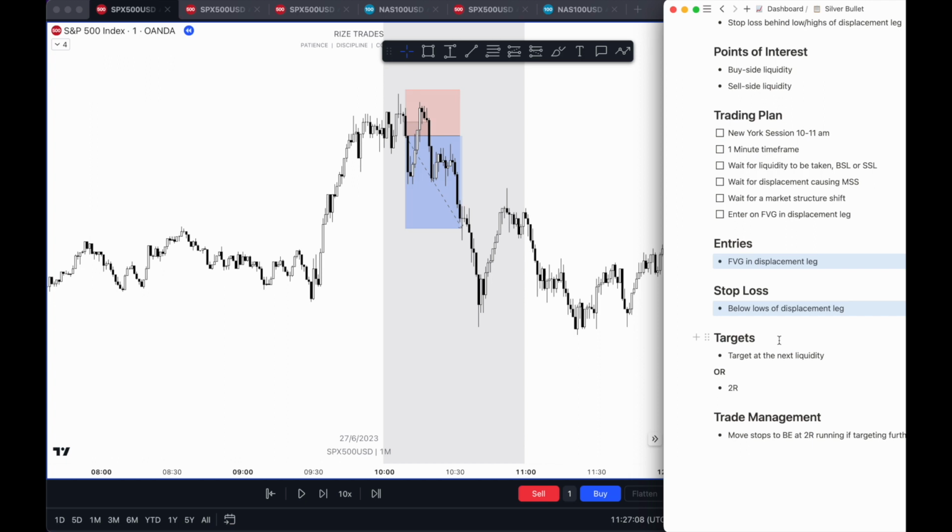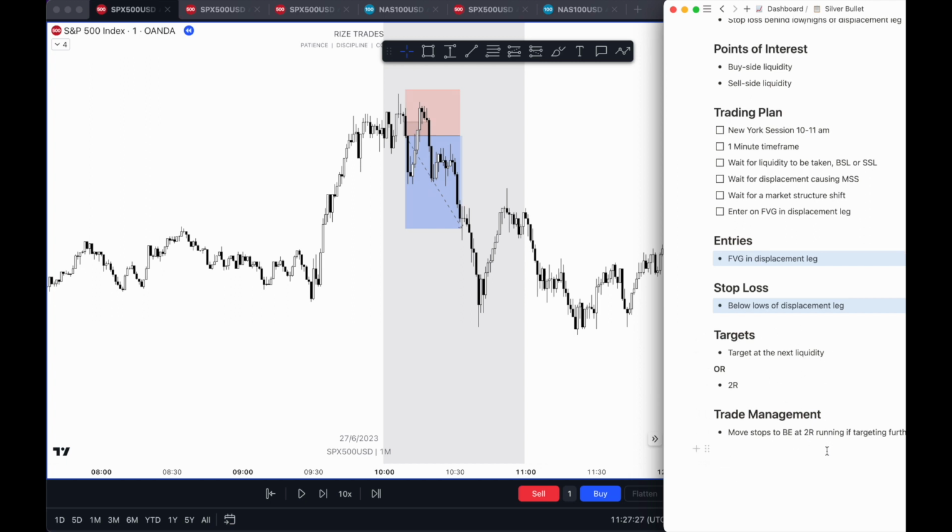We know that with 2R, we literally can be profitable and making enough money per month from just a 50% strike rate. You only need a 30% strike rate to break even. It's powerful just trading with a 2R fixed target all of the time. But if you are trading to the next liquidity, you want to move your stops to break even at 2R running if you're targeting that. Once you hit 2R, you want to then move your stop loss to break even.